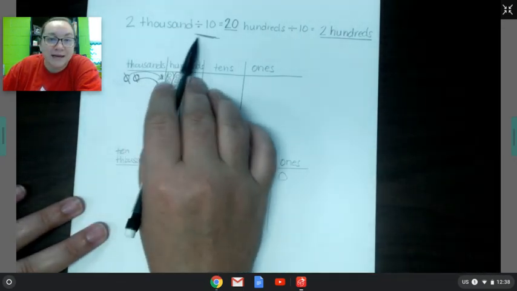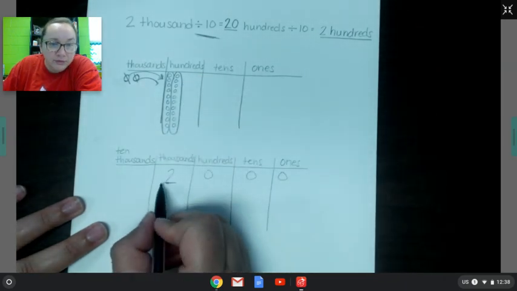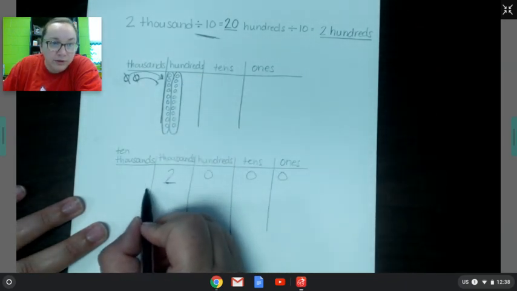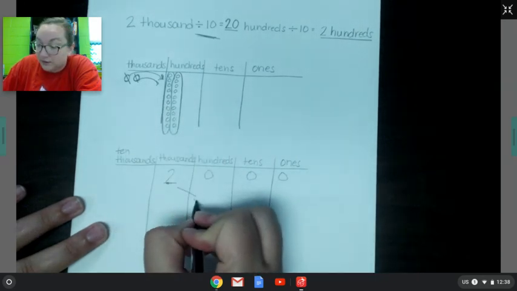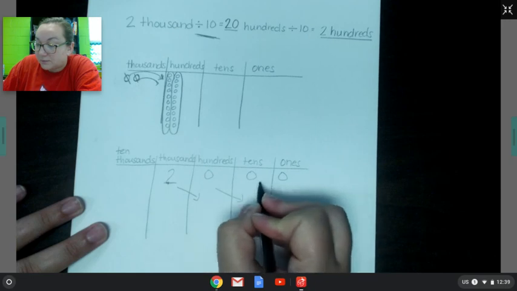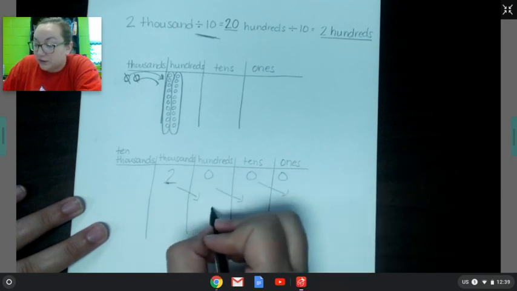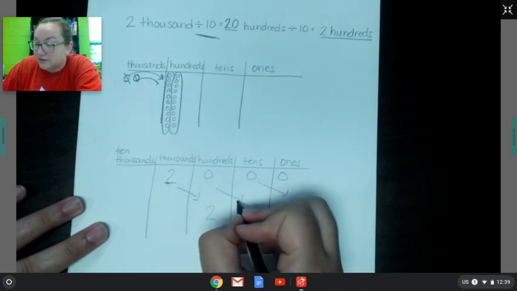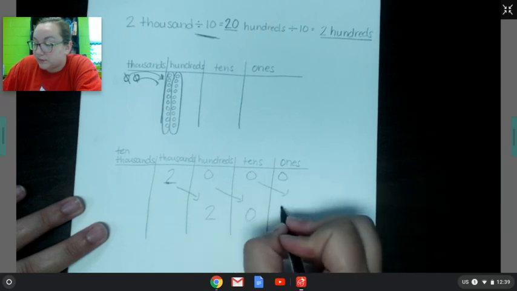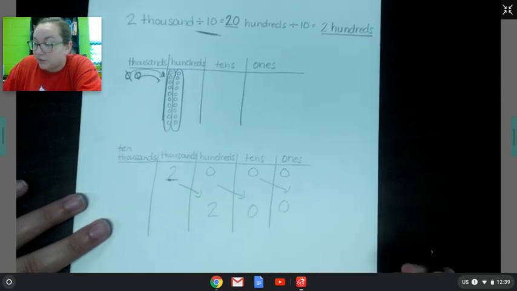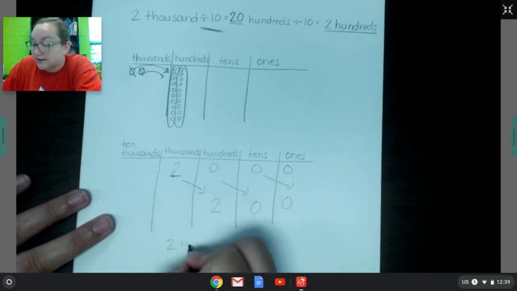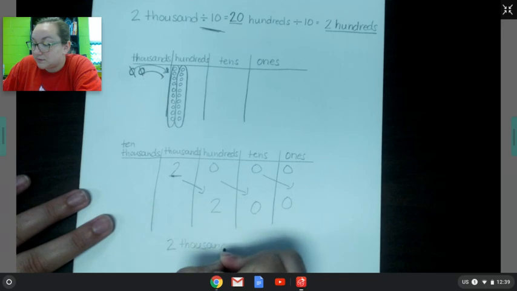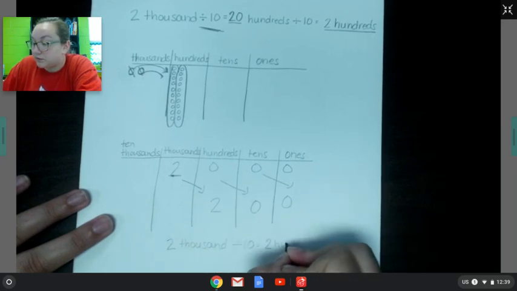And we're dividing by 10. So if we were multiplying by 10, we would move forward. And I said if we divide by 10, we're moving backward. So we're going to put all of these back one. So my 2 would go to the hundreds place. This 0 would go here, and this 0 would go here. So if we did 2,000 divided by 10, that would equal 200s.